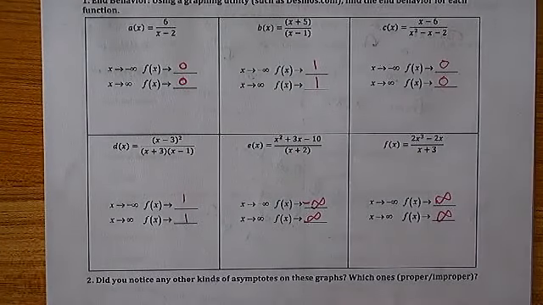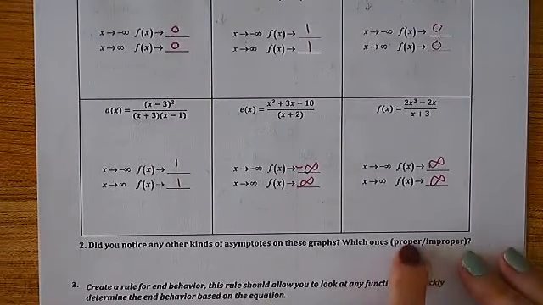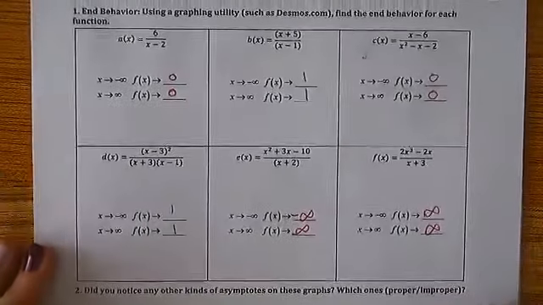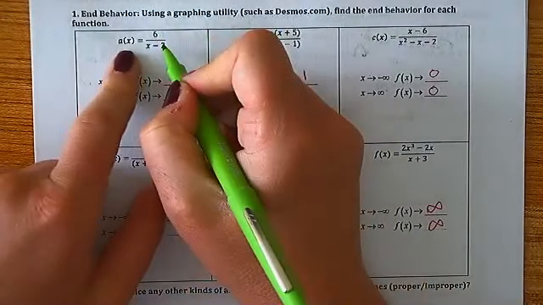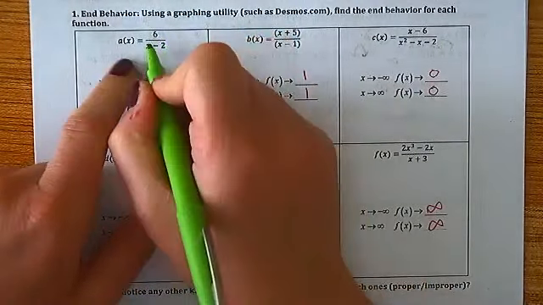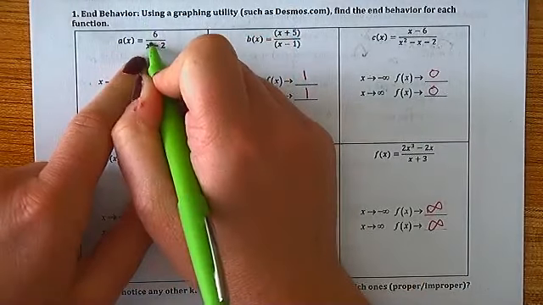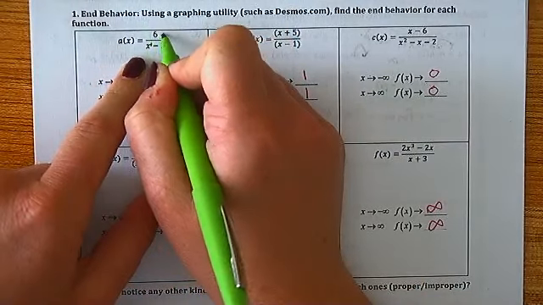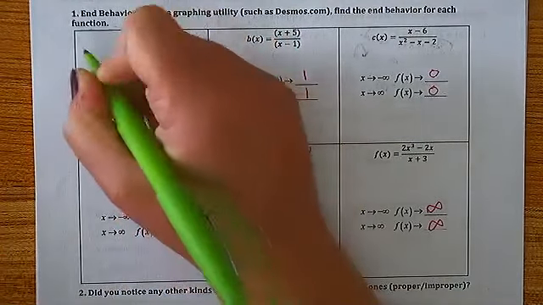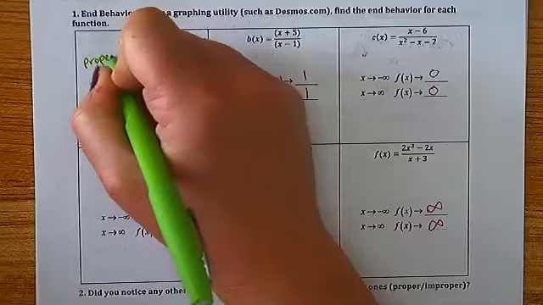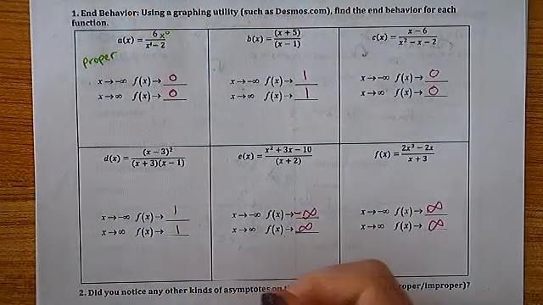So let's try and see if we can pick up on any patterns. The first thing we're going to do is identify which ones are proper and which ones are improper. All right. So if we look at letter A, is this proper or improper? Down here at the bottom, that is a linear. Up here on the top, there is no x, so this is x to the 0 power. So that would mean 0 is smaller than 1. So this is proper. The letter A is proper.